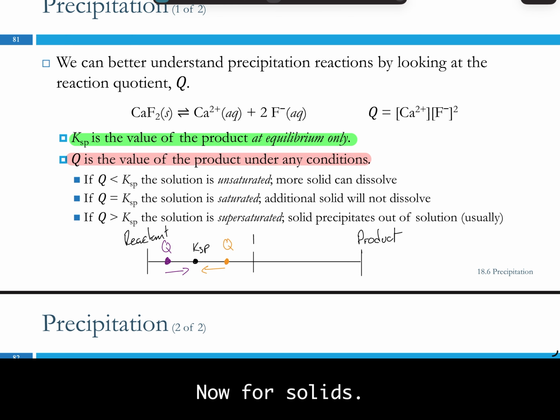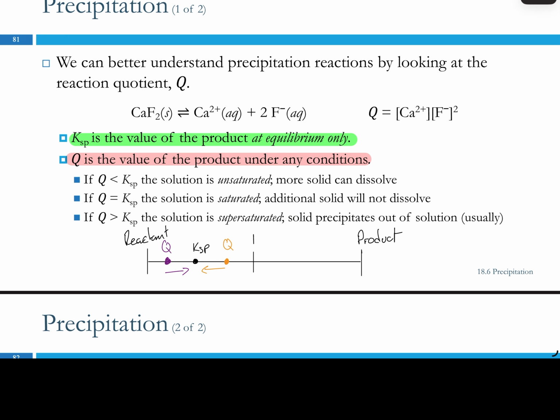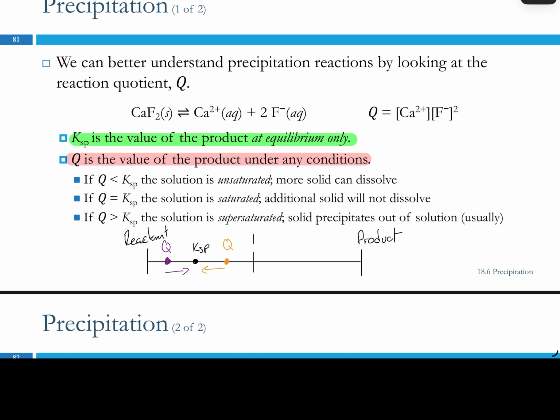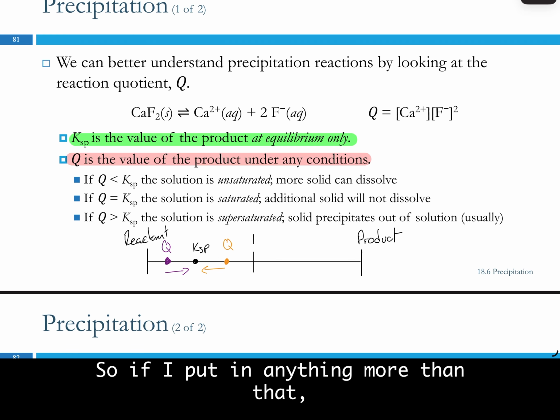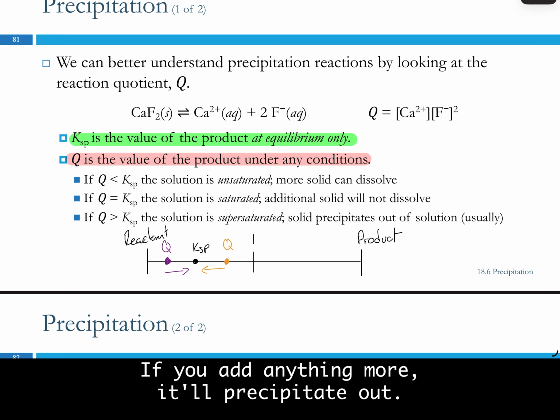Now for solids, if Q is greater than KSP, then the solution's supersaturated, right? Because the amount that dissolves at KSP should be the maximum amount. So if I put in anything more than that, that will give me a supersaturated solution, and solid will normally precipitate out of the solution instantly. If you add anything more, it'll precipitate out.